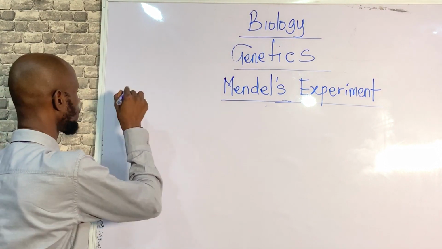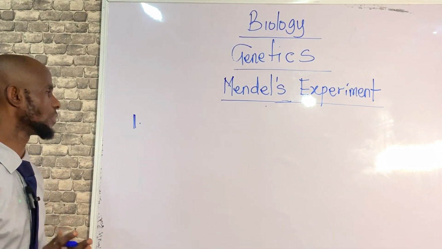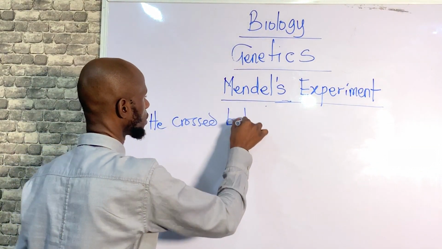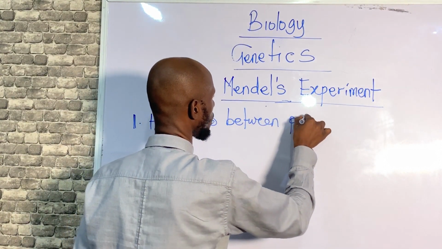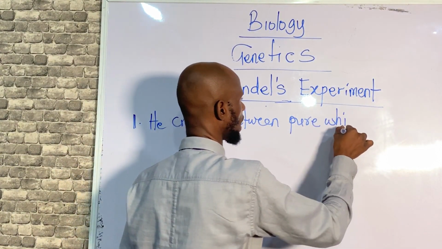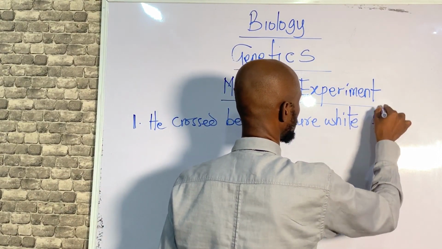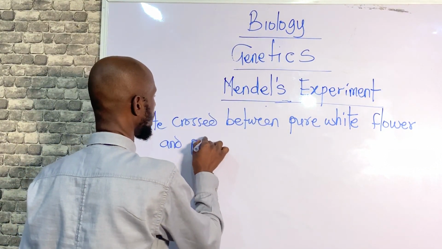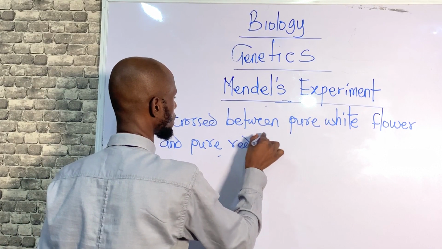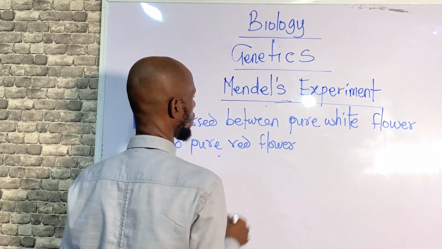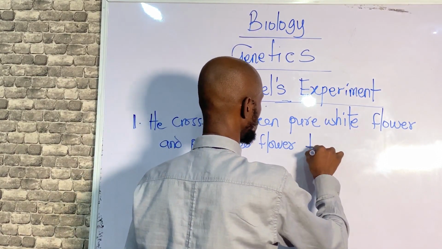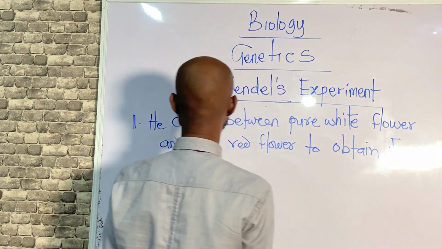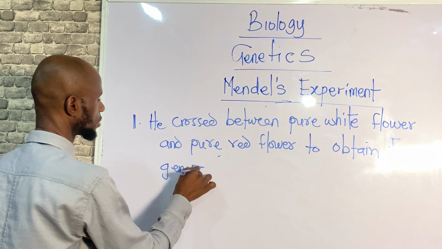Okay, so let's write the first step of the experiment. He crossed between pure stalk, or pure line, white flower and pure line, or stalk, red flower, to obtain the F1 generation.